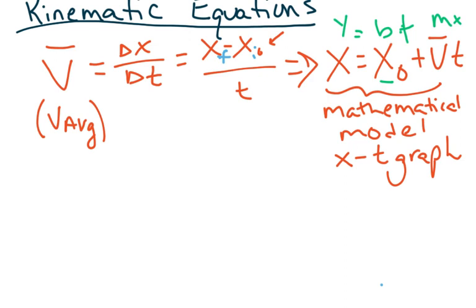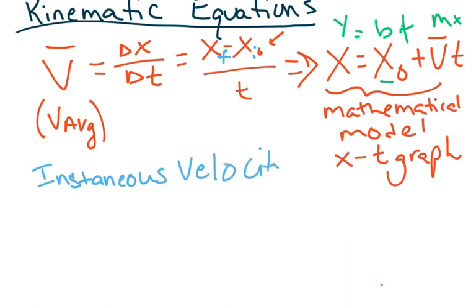Okay, so that's average velocity. Instantaneous velocity is going to be a little bit different, okay? So instantaneous is just a fancy word for right now. So in instantaneous velocity, think of that as taking a photograph. Average velocity is more like taking a video, okay? So that's a good way to think of it.